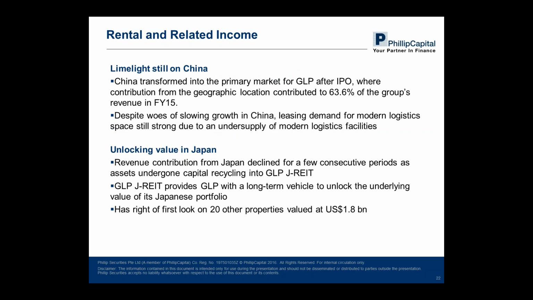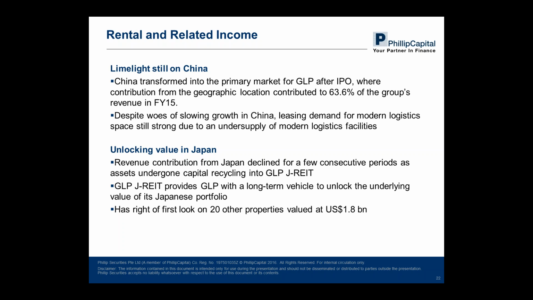Now we are in rental and related income. As we know, China has become the primary market for GLP after the follow-on IPO, and even though there are some woes of slowing growth in China, leasing demand for space in modern logistics facilities is still strong because there's an undersupply of modern logistics facilities. And over to Japan, revenue contribution continued to slide, but we think it should have reached some form of stabilization.